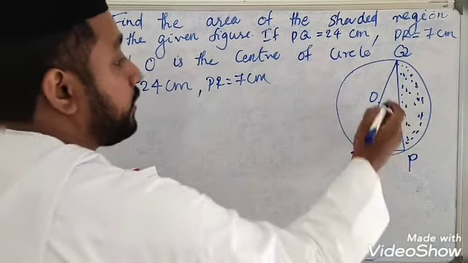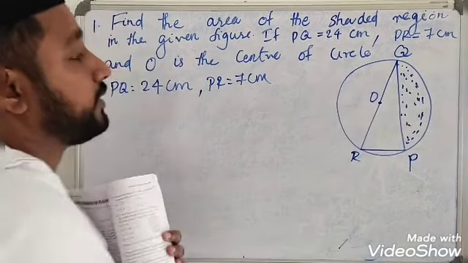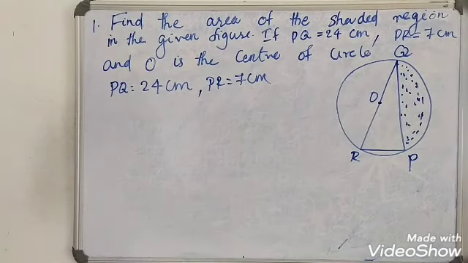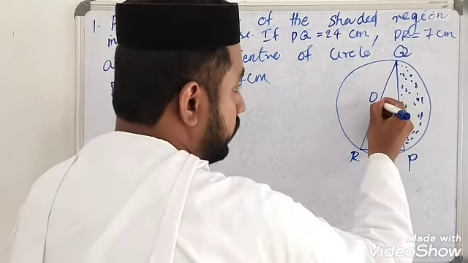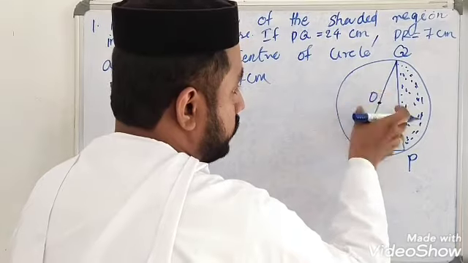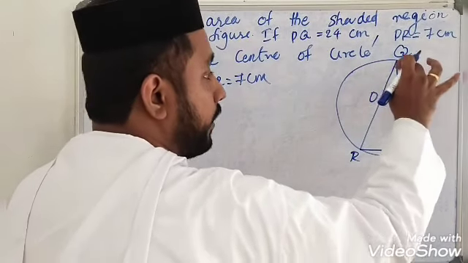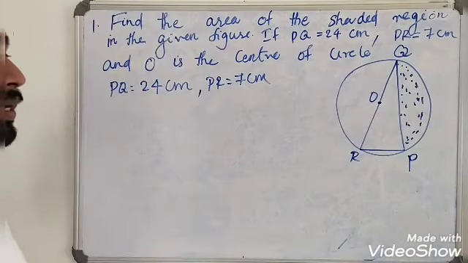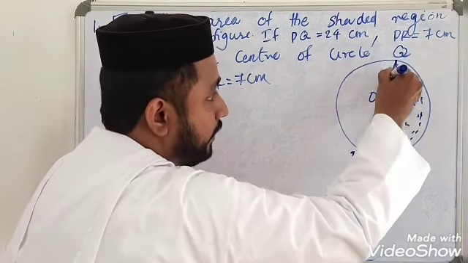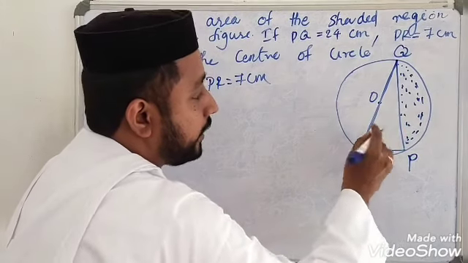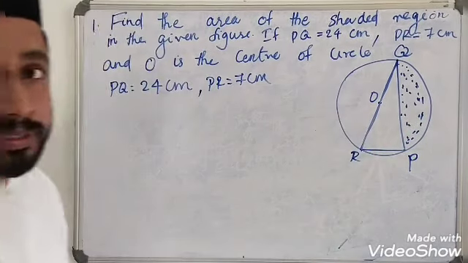O is the center of the circle. We have to find the area of the shaded region. So this is the diameter. O is the center. So these two are semicircles. So we have to find area of this shaded region. So look at this portion. This diameter divides the circle into two parts, two semicircles.